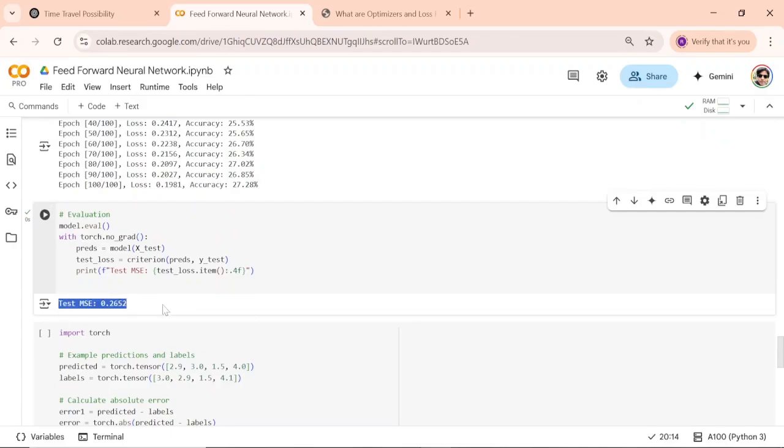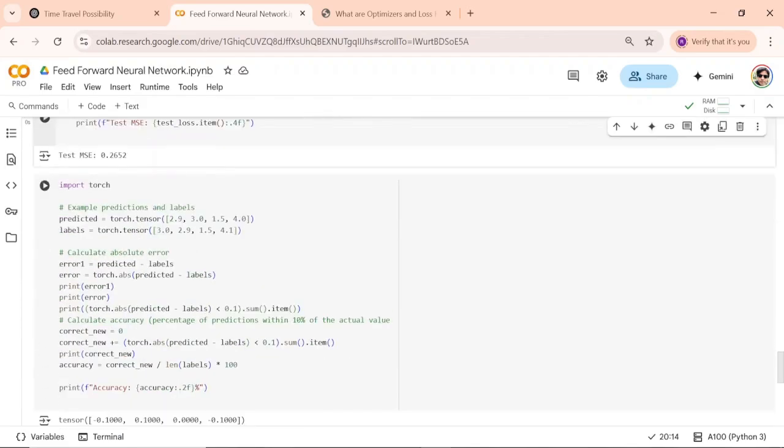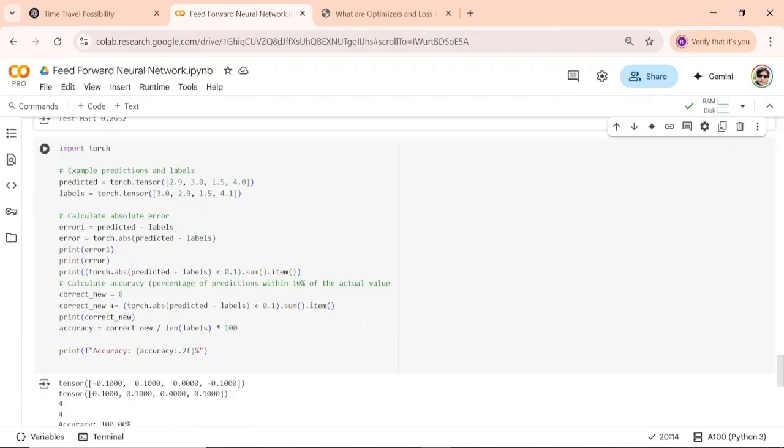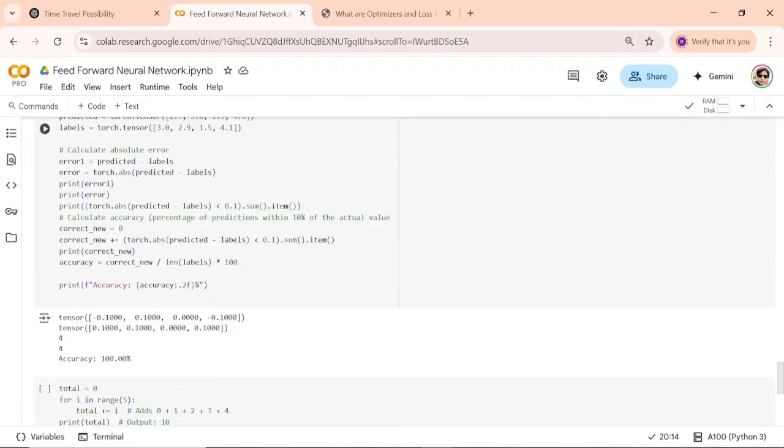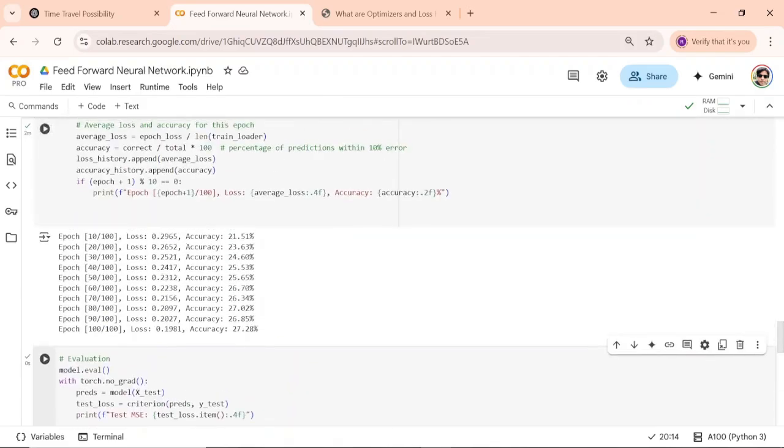It's the total test. When we evaluated this model on the testing data set, the total error came as 26%. Okay, so these are some examples I had put.